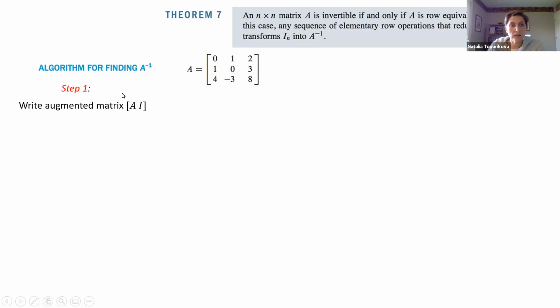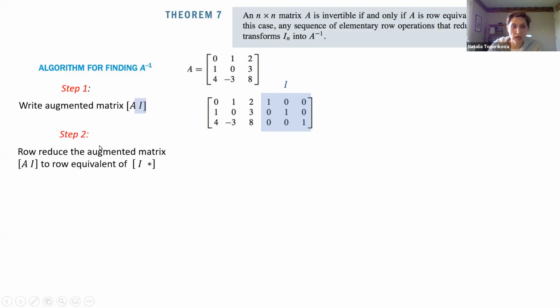Step 1 of our algorithm is always writing an augmented matrix. We take our matrix A and augment it with an identity matrix of the same size as A. Basically, we put an identity matrix right next to A and combine it as a new matrix. That was easy, wasn't it? Let's go ahead and make the next step, which involves a little bit more operation.